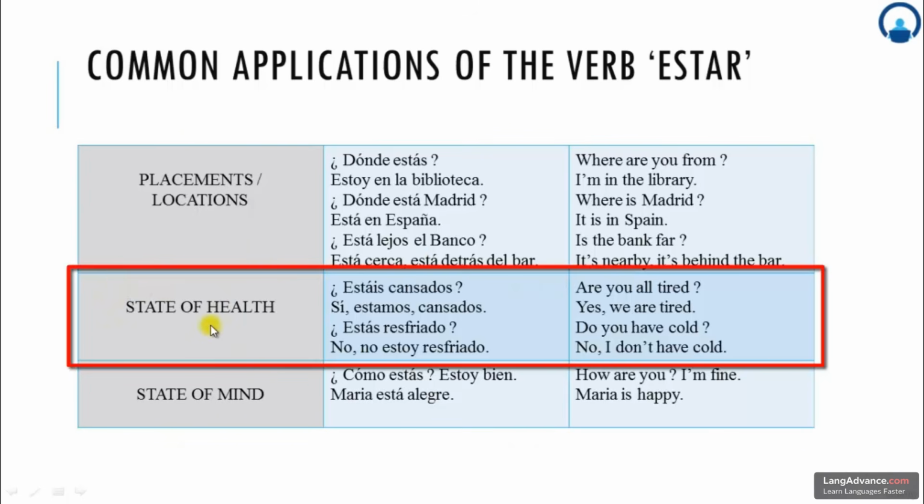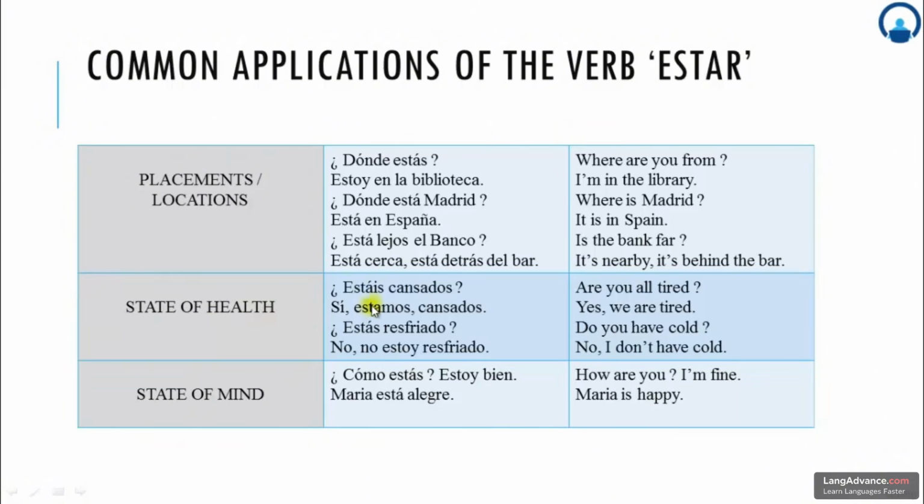State of health, that obviously is going to be variable. It cannot be continuous, it cannot be the same for a longer period of time. ¿Estáis cansados? Are you all tired? Sí, estamos cansados. Yes, we are tired.